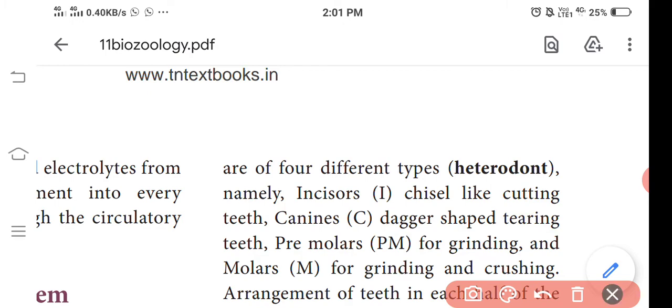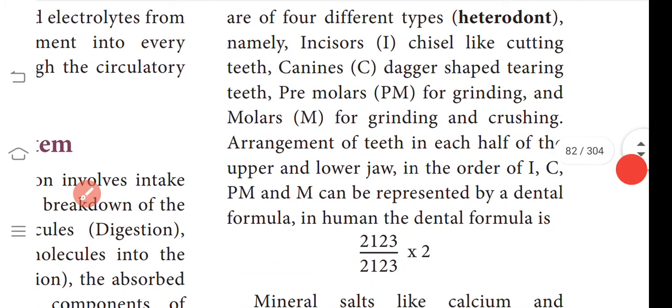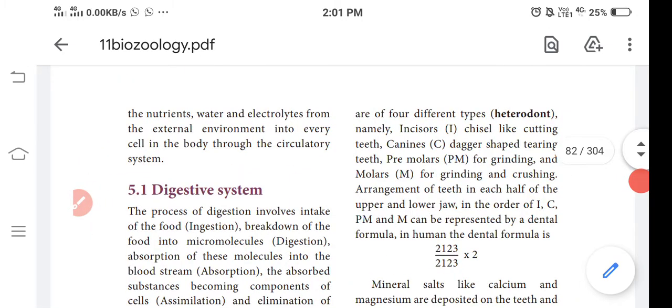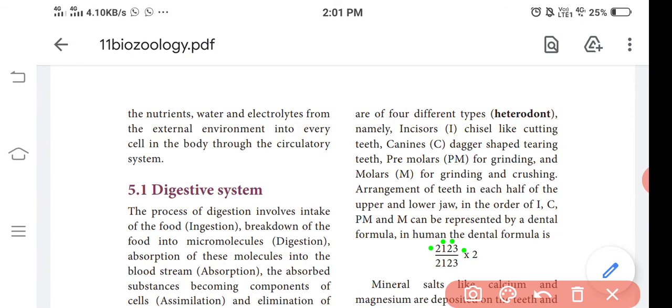So the arrangement of teeth in each half of the upper and lower jaw is given as the dental formula. Okay, so that is what is given: I C P M. So I is incisor 2, then we have canine 1, premolar 2 and molar 3. Okay, so this is what is called the dental formula. If you have any doubt regarding the dental formula, you can get it clarified in our live class.